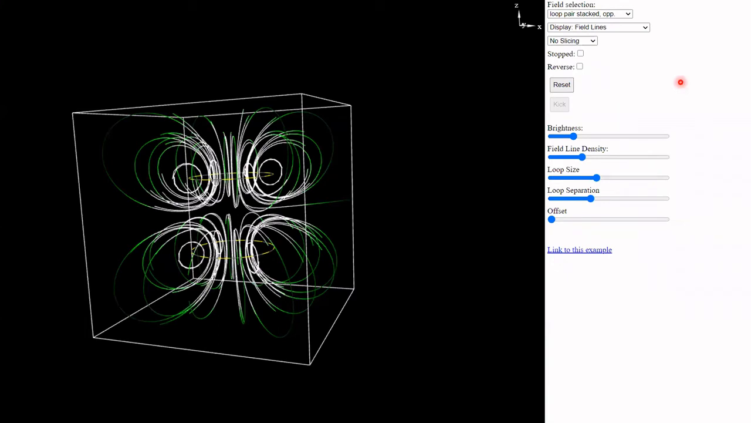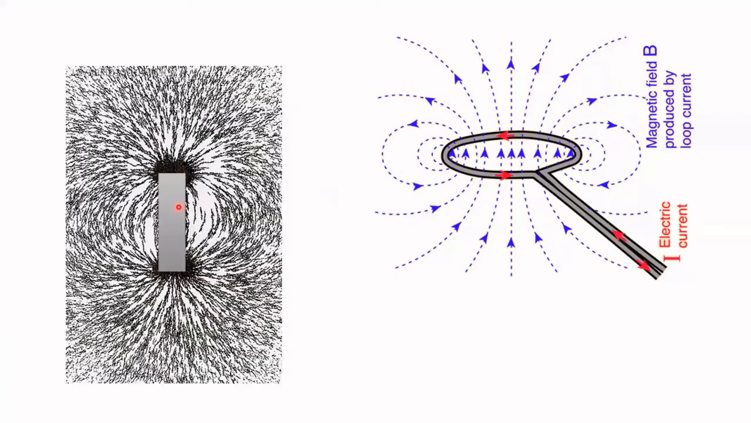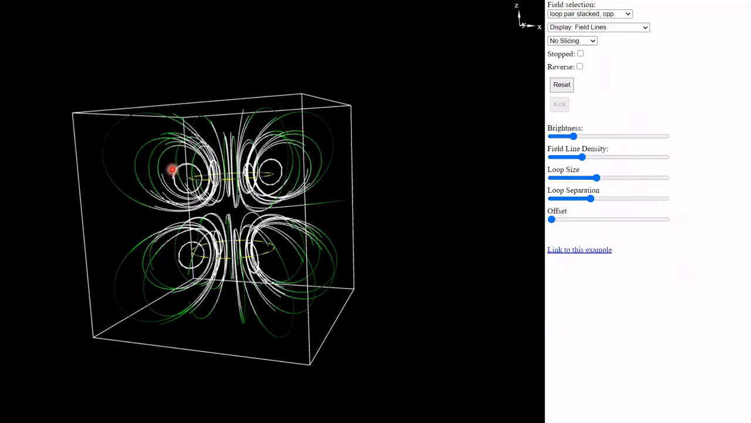Here's another visualization from the Falstad site. Two current loops with their currents flowing in opposite directions. And this is a little bit different than a pure dipole distribution. This would be the dipole. See how we've got these closed loops of magnetic field lines.